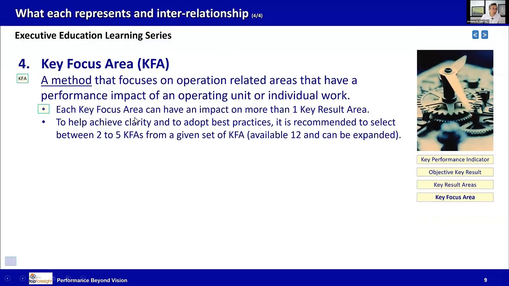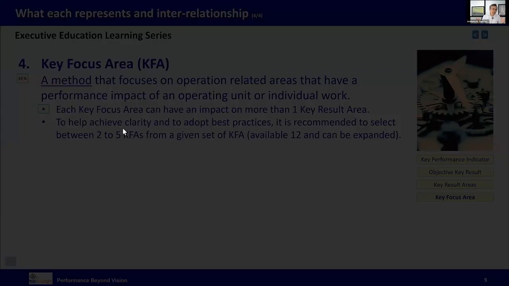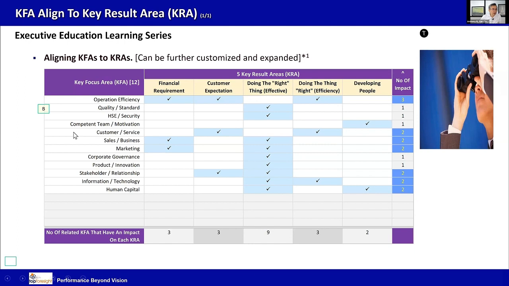Now, each key focus area can also impact more than one key result area. Now this is quite interesting. If a company wants to have KRAs but also key focus areas, this is where it becomes very important. We can do a mapping. A mapping means we look at the key focus areas, and then we map them again to the key result areas. Then we understand how each key focus area relates to key result areas.